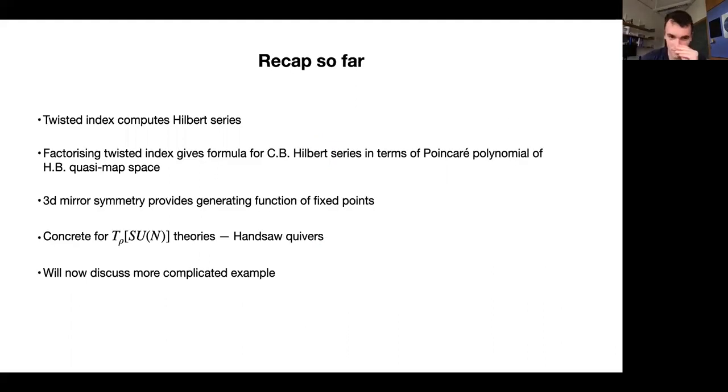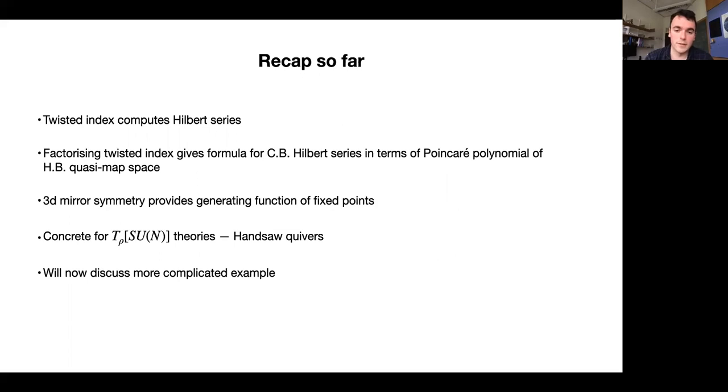So, a recap of this last part. I've discussed how the A and B twist indices compute a Hilbert series of the Higgs and Coulomb branch. I've shown that if we factorize the twist index, then we can obtain a nice formula for the Coulomb branch Hilbert series in terms of the geometry of quasi-maps to the Higgs branch.